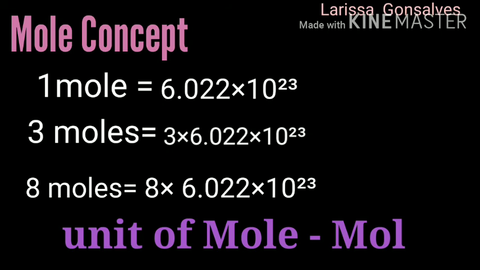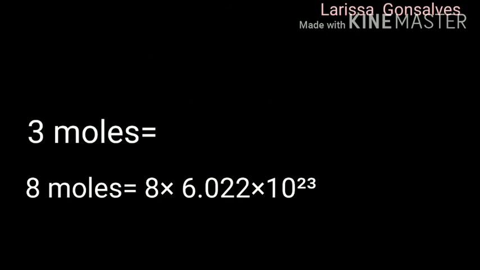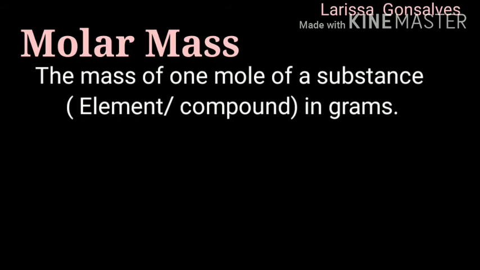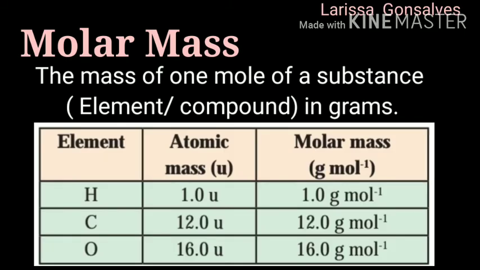So I hope you have understood the concept of mole. Now we move on to molar mass. The mass of 1 mole of a substance, which could be an element or a compound, in grams is called its molar mass. Here is a table which is giving you 3 examples, that is of hydrogen, carbon and oxygen.